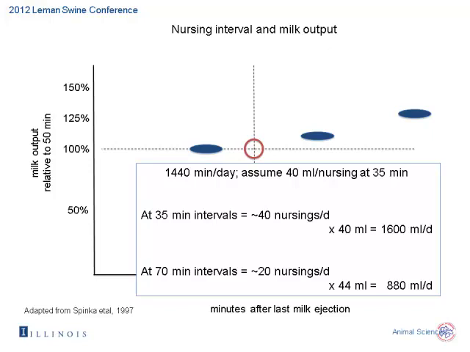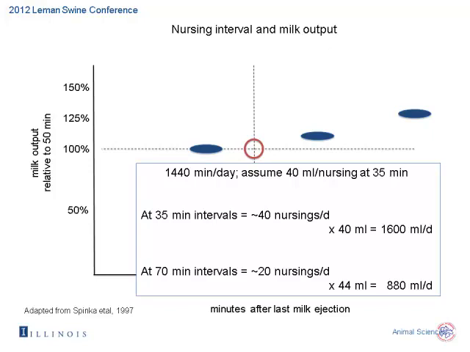Interestingly, at 35 minutes, it was pretty much already refilled. Remember, it was pretty much empty here. There's not a lot of residual milk left in a pig after the piglets nurse. And it went basically from here up to here. Again, there's a lot of variability here, but nevertheless, in about 35 minutes, it's pretty well filled up.